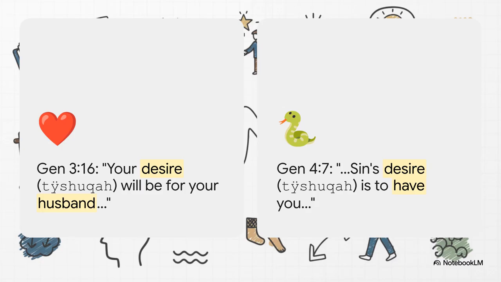But hold on. The notes tell us to look at Genesis 4, where the exact same word is used to describe sin's desire to control Cain. And in that context, it's clearly about an urge to dominate, to take over. So the scholars in the margins are saying, hey, maybe this word isn't about romance at all. Maybe it's about a struggle for control. That changes everything for both of those passages.